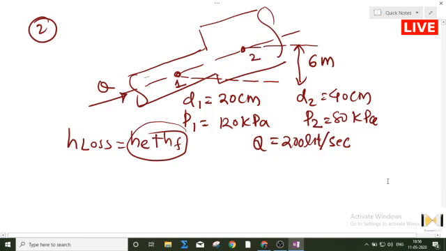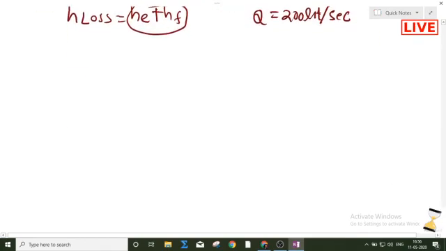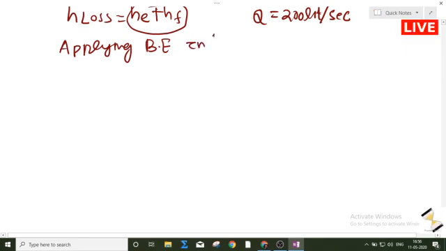Now we apply the Bernoulli equation in between point number 1 and point number 2.